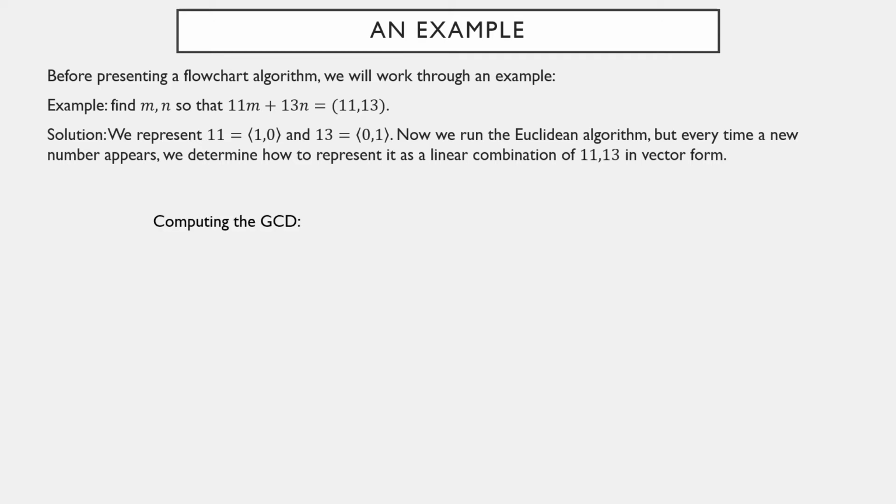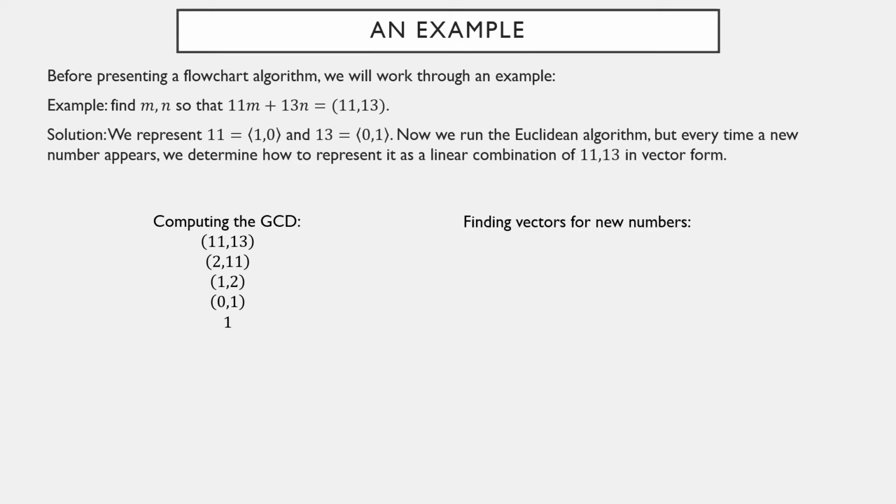So first, let's compute the greatest common divisor. We start with the GCD of 11 and 13. The remainder of 13 over 11 is 2. The remainder of 11 over 2 is 1. The remainder of 2 over 1 is 0. And now that we're looking at the GCD of 0 and something else, the GCD is whatever that other number was. So the greatest common divisor of 11 and 13 is 1, as computed by the Euclidean algorithm.